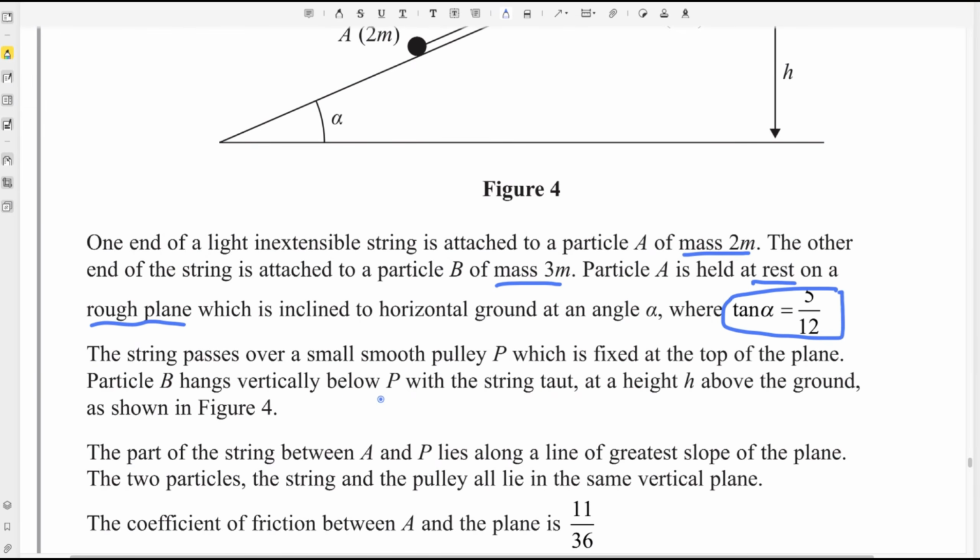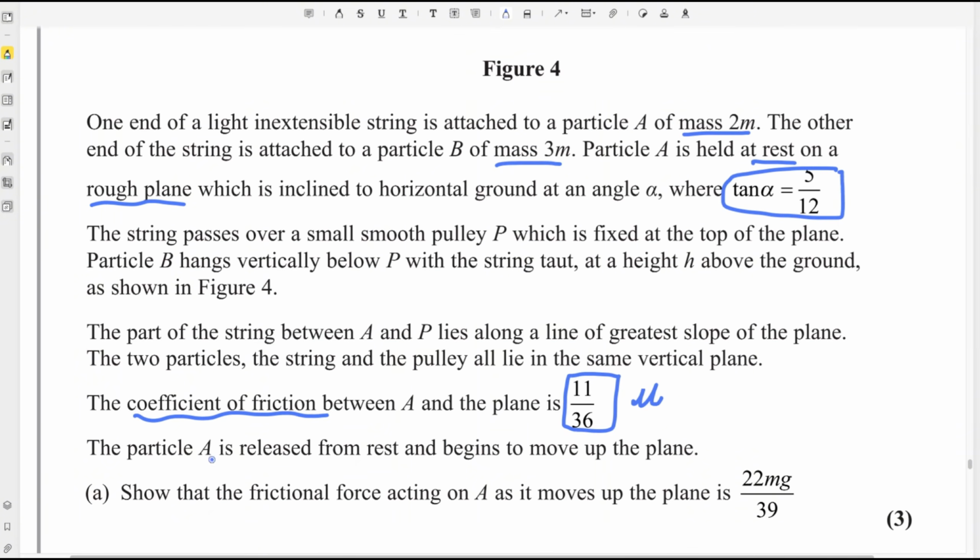Particle B hangs vertically below P with the string taut at height h above the ground as shown in the figure 4. The part of the string between A and P lies along a line of greatest slope of the plane. The two particles, the string and pulley, all lie in the same vertical plane. The coefficient of friction between A and plane is 11/36. Coefficient of friction is represented by mu. The particle A is released from rest, begins to move up the plane. Show that the frictional force acting on A as it moves up the plane is 22 mg/39.